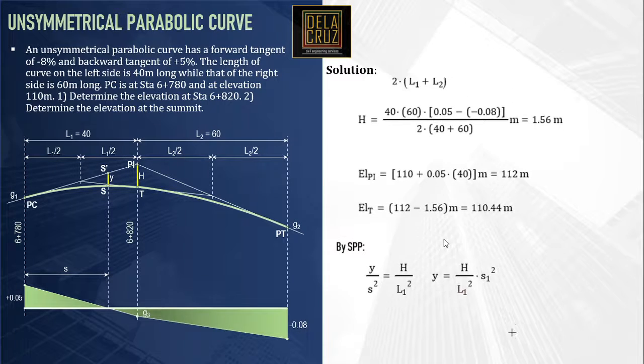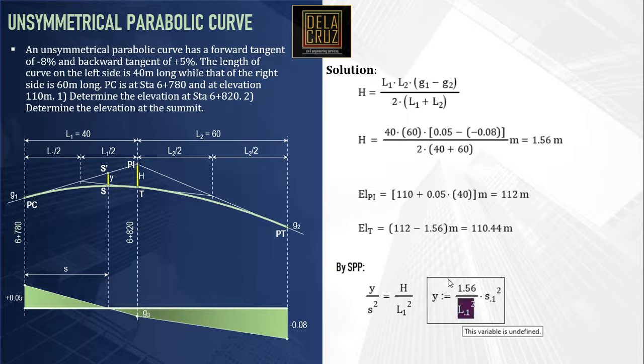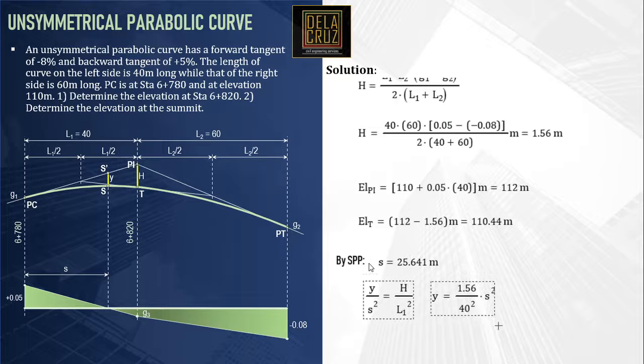So H is 1.56, L1 is 40, and S, what is the value of S? We calculated that, and that is 25.641 meters. Y is then 0.641 meters.